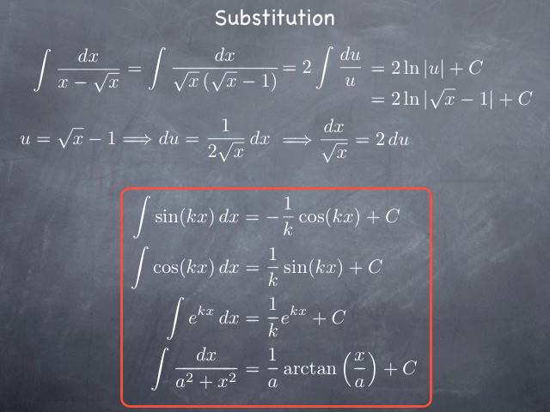Another example that is treated easily by substitution, but that we will take as a standard formula, is the integral of 1 over a squared plus x squared. We've made this calculation when we introduced the arctangent function. What you do is factor out a squared at the bottom in order to get 1 plus a square, and then use the substitution u equal x over a. At the end, what we obtain is that the antiderivative of 1 over a squared plus x squared is 1 over a arctangent of x over a.